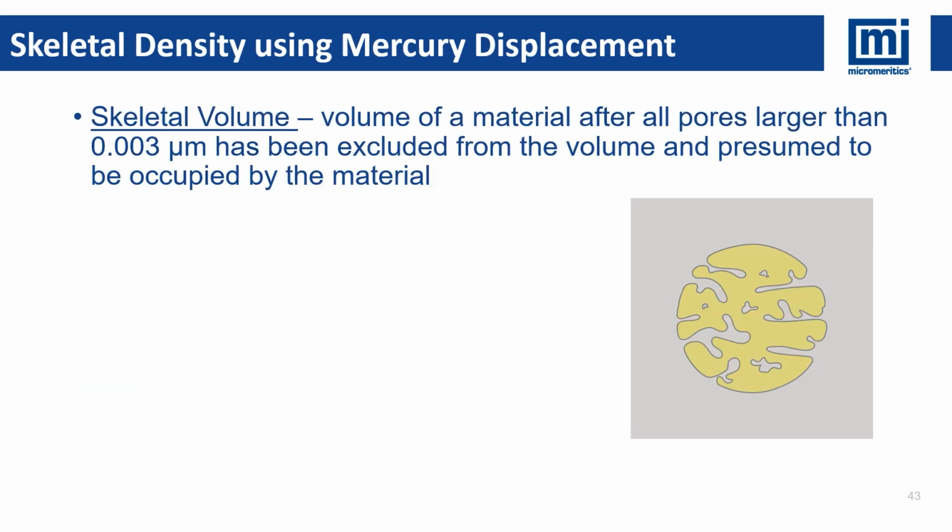Now we define the skeletal volume again to be the volume displaced by the material itself after we have filled the pores. Now, we're not going to be able to fill the smallest pores in the sample if they're smaller than about 3 nanometers or 0.003 micrometers, because we just can't get the mercury into there. And we'll talk a little bit more about that later. But basically the skeletal volume now is going to be the volume occupied by the solid material itself and perhaps some very small pores.